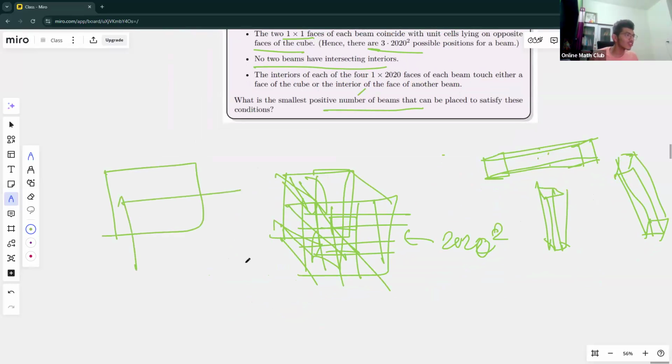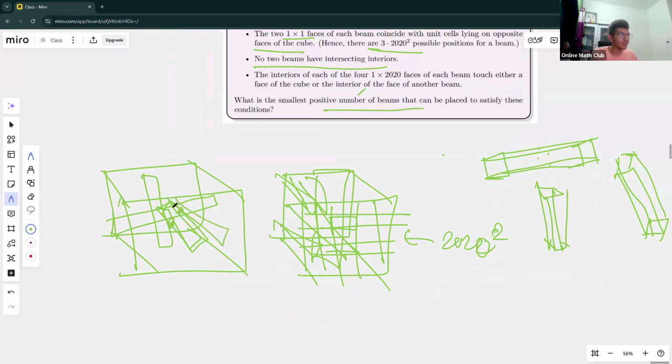Okay, we have to draw so many cubes today. Yeah, so suppose we have this beam placed inside a cube. Now you have to place some other beam covering this face. You have to place some other beam covering this face, right? Then you can cover this face by this. Likewise, then something like this and something.